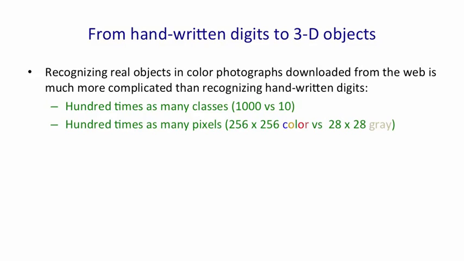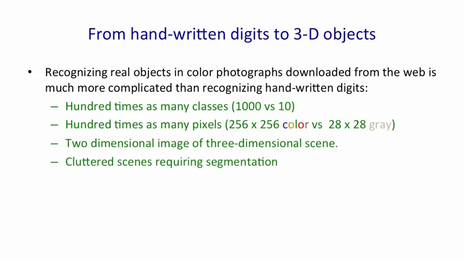Secondly, there's many more pixels. Even if we use downsampled images that are only 256 by 256 with color pixels, that's still 100 or 300 times as many pixels. Another factor is that in real scenes you have to deal with the fact you've got a two-dimensional image of a three-dimensional reality, so a lot of information's been lost.